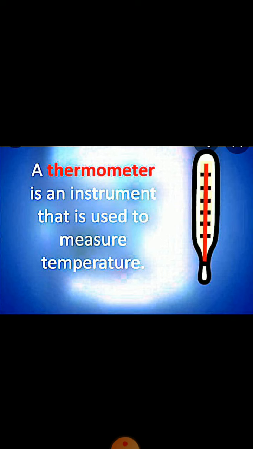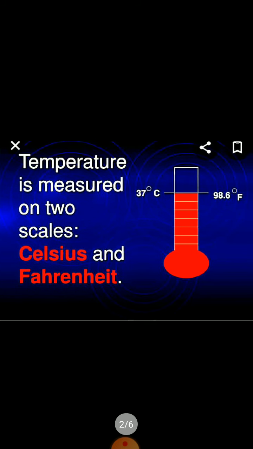Now the scale. The thermometer uses a scale to give the reading of the temperature of an object or material. The most commonly used scale is the Celsius scale, and another is the Fahrenheit scale. The reading is noted in degree Celsius, also written as degree C. According to the scale, the freezing point of water is taken as 0 degrees Celsius and the boiling point of water is taken as 100 degrees Celsius.